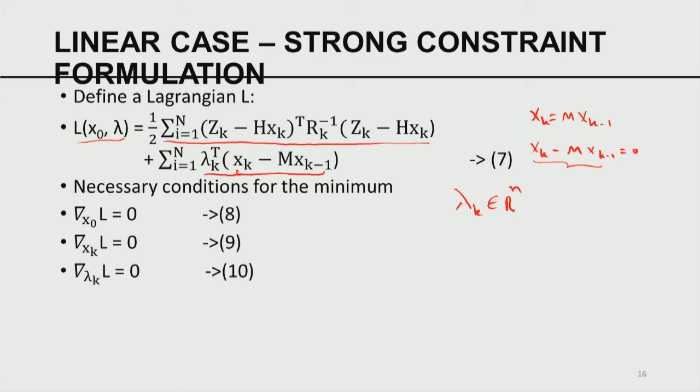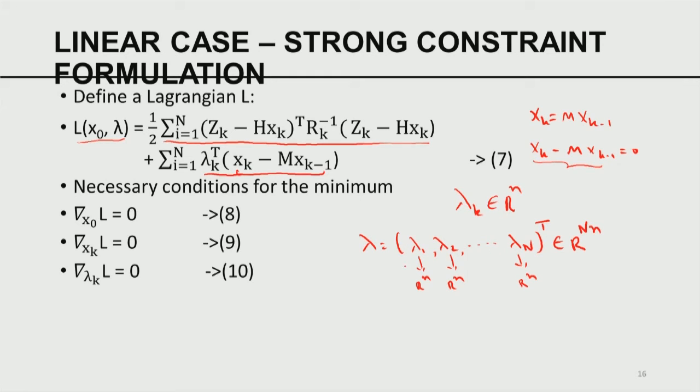So L of x naught, lambda, that is a scalar function. It is a scalar function of x naught and lambda. When I say lambda, lambda is not one lambda. Lambda is a collection of all the lambdas, lambda 1, lambda 2, all the way up to lambda N. Each of the lambdas is a vector in R n. Therefore, I have capital N vectors, each of size little n. So this lambda is a vector that belongs to R N n.